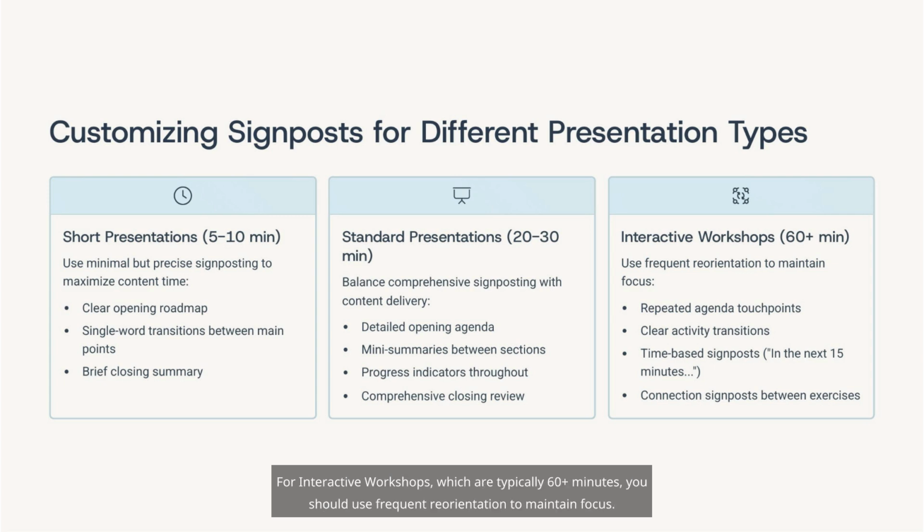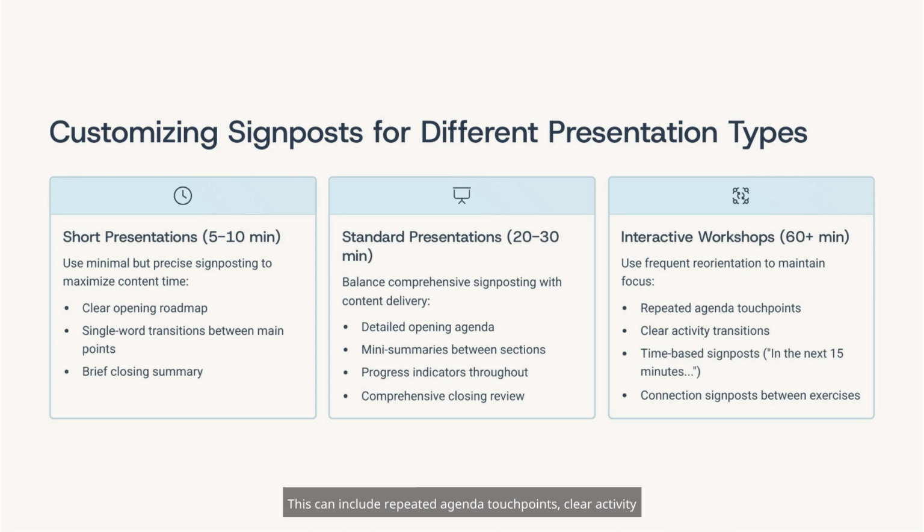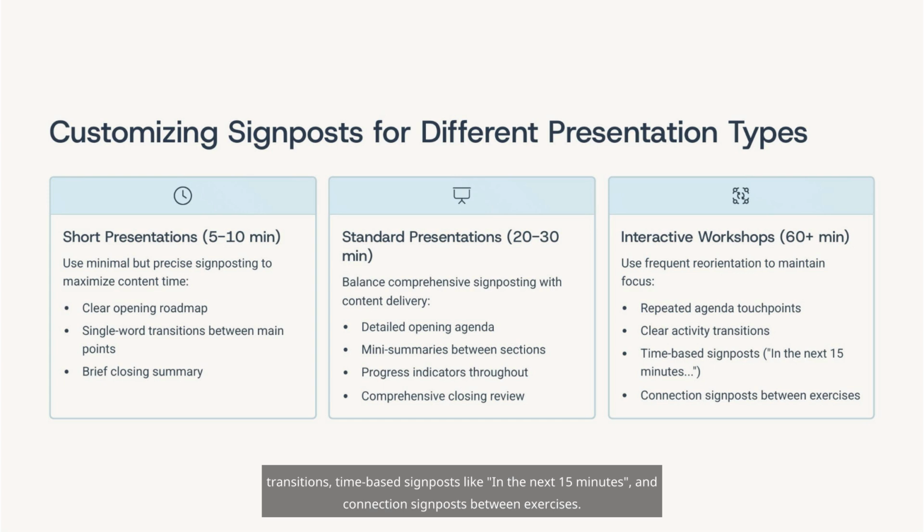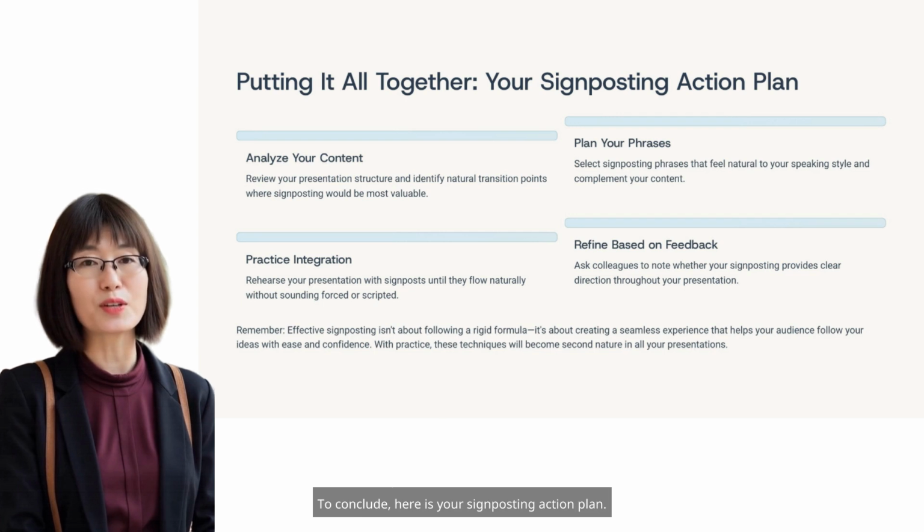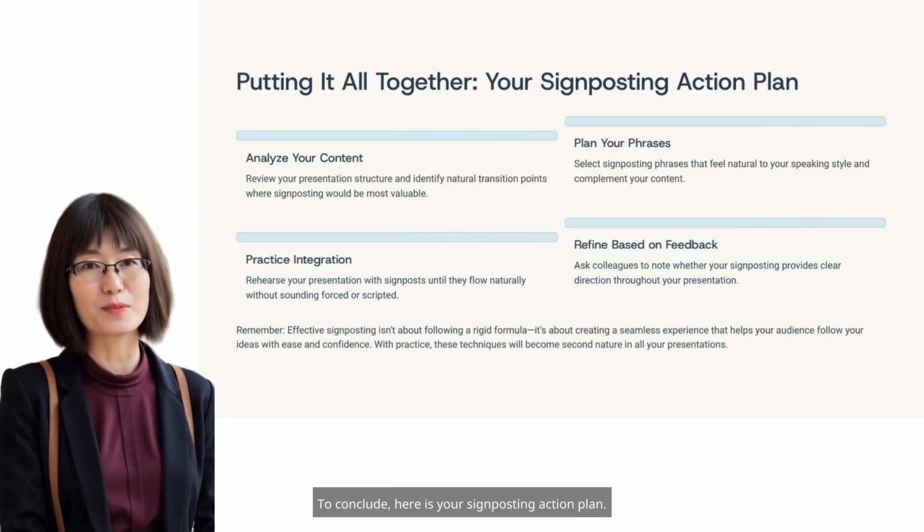For interactive workshops, which are typically 60+ minutes, you should use frequent reorientation to maintain focus. This can include repeated agenda touchpoints, clear activity transitions, time-based signposts like in the next 15 minutes, and connection signposts between exercises. To conclude, here is your signposting action plan.